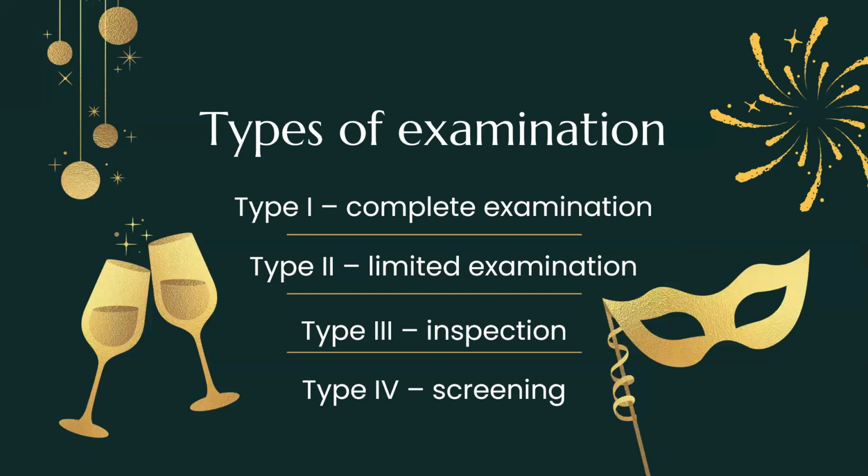In limited examination, we will be using the light source, examination instruments, that is diagnostic instruments, x-rays, and it will be done in a clinical setup. In type 3, we will do inspection, which we are used to do in camps. There, we will be having a chair and a light source. In type 4, which is screening, we will be using a tongue depressor for examination, and there will not be a particular light source for examination. We will use the available light source.